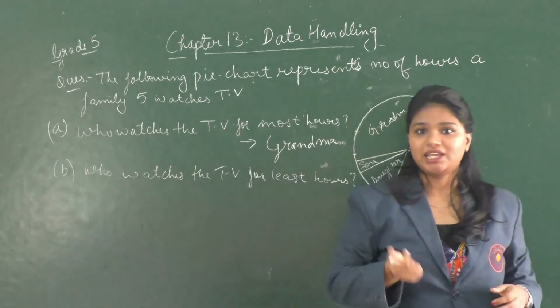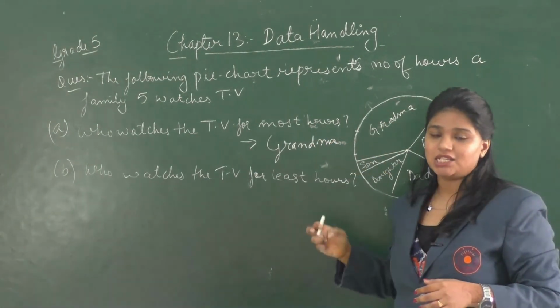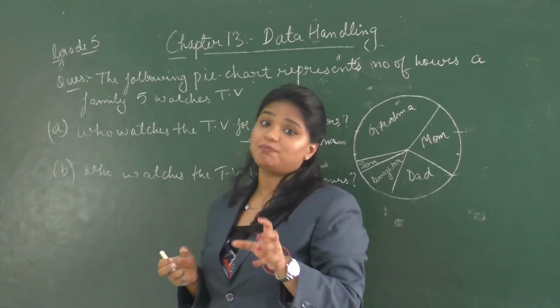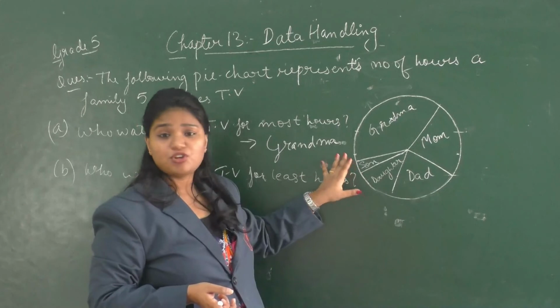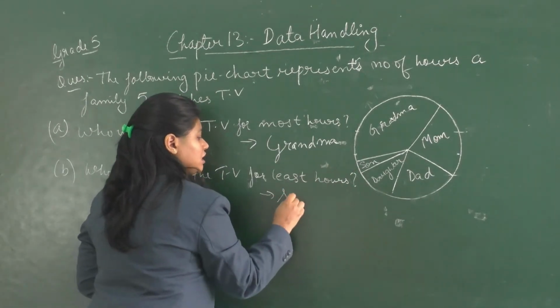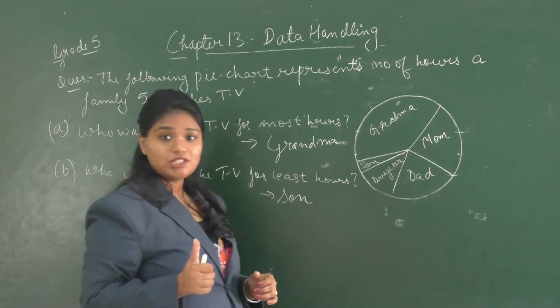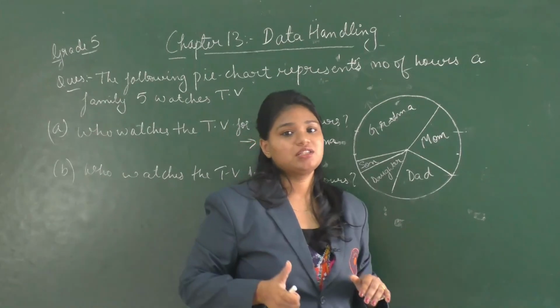Now coming to the second question, that is who watches the TV for least hours? Now, who is occupying the least space or least sector in this circle? Son is occupying the least space. So, the answer to this question is Son. So, in this way, you can interpret the data using a pie chart and you can answer the given questions.